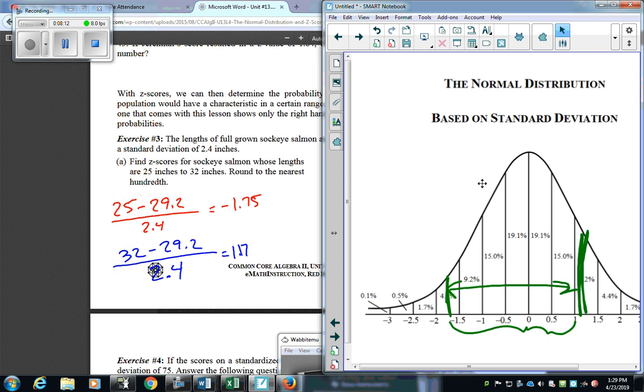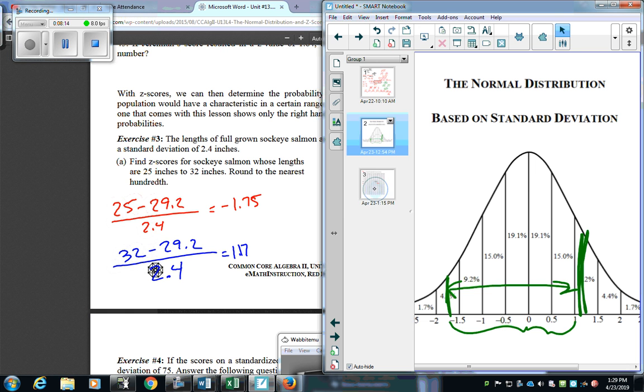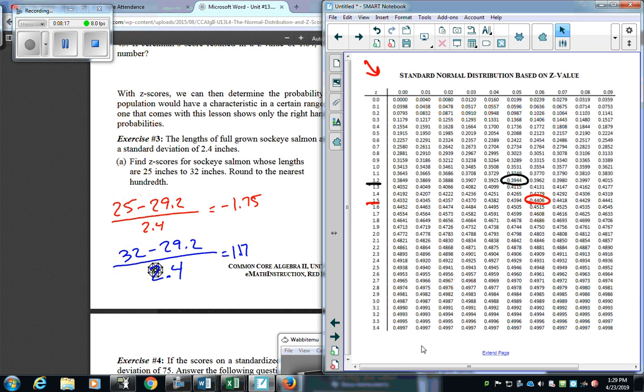If I go to the page we were just on and find those amounts, I've got negative 1.75. So let's go to 1.7 here, and then the 0.05 would be 0.4599. So it's about 46%, just underneath it. Then we have to do 1.17: 1.1, go to the 0.07, 0.3790.